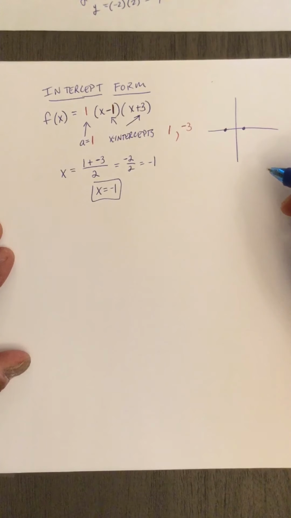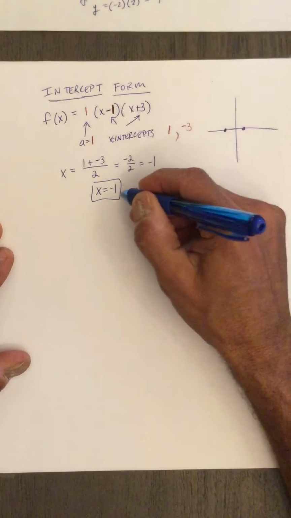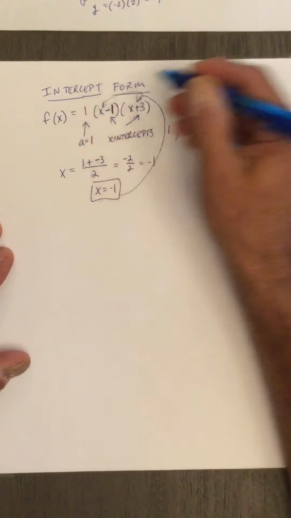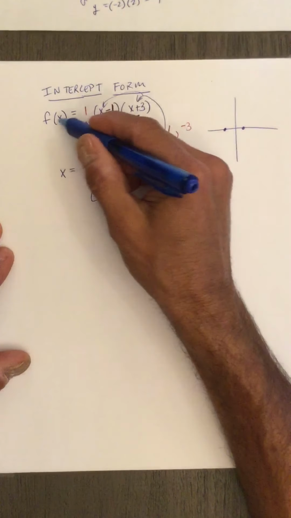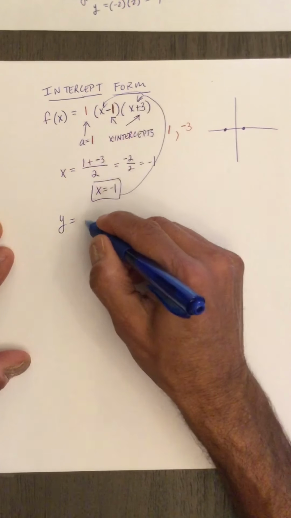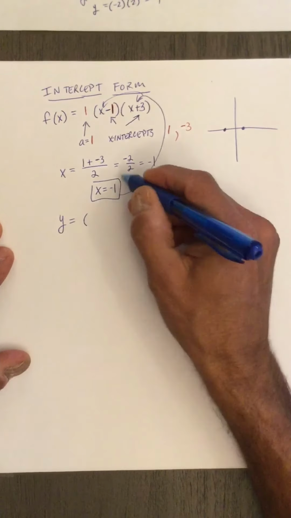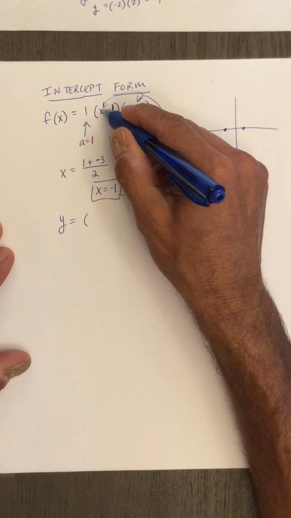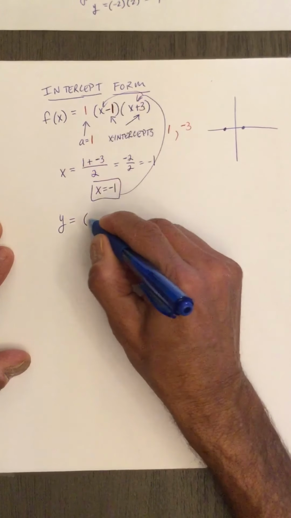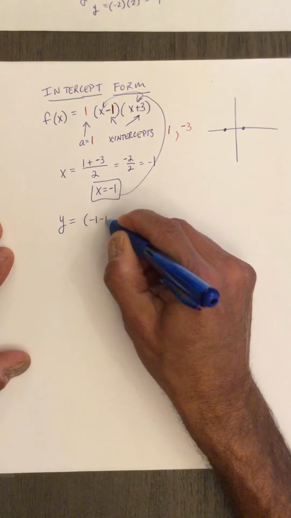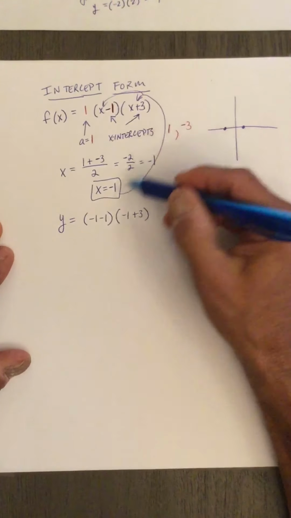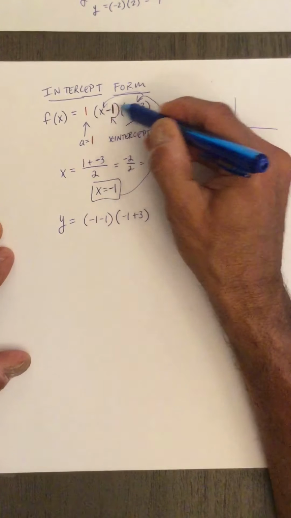That's my x value of my vertex. Okay? Now to get the y value, you take this here and plug it back into the problem wherever you see an x. I'm going to change this f of x to a y. Okay? And then I'm going to write this over here. Okay? And now instead of putting an x here, I'm going to put a negative 1. Because we found that x is negative 1. So negative 1, okay, minus 1 times negative 1 plus 3.